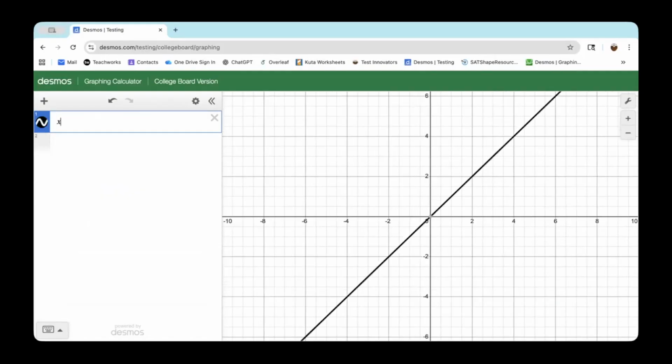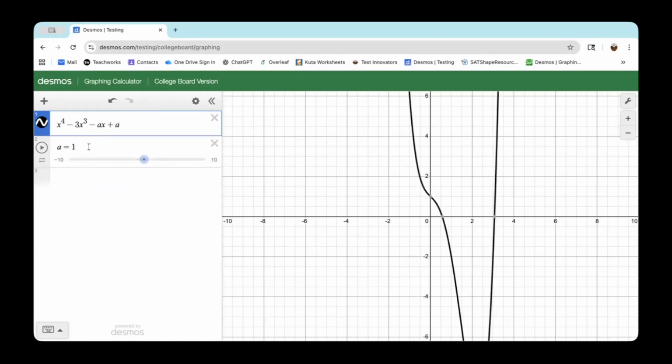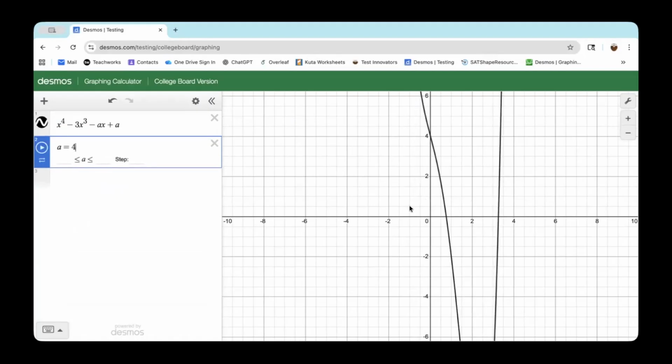And just put in the polynomial. So x to the 4th minus 3x cubed minus ax plus a. Now I'm going to add a slider for a, and I'm just going to check the answer choices. But again, it's not helpful if I don't know what I'm looking for. And what I'm looking for is the answer choice that has an x-intercept at -1, which would then have a factor of x plus 1. So my first answer choice was 4. So I just type in 4, and I don't see an x-intercept of -1, so that's wrong.